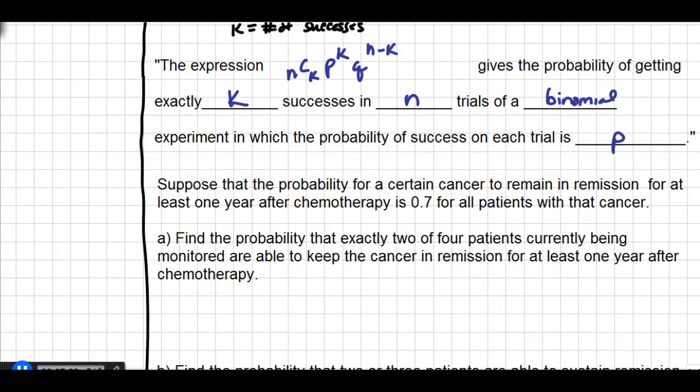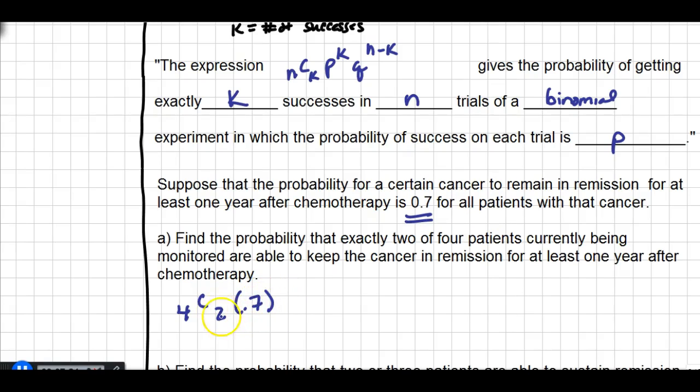So we're going to talk about this being a binomial situation, because you're either going to remain in remission or you won't. So the number of trials here is how many patients, so that would be 4. We're looking for 2 out of the 4 to remain in remission. The probability of success, they usually give it to you outright, or they give you information in which you can calculate it. In this case, it's 0.7.